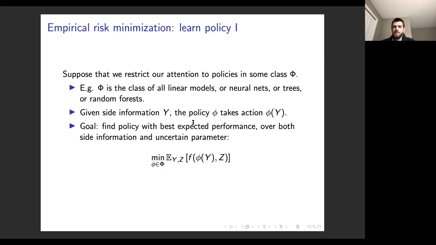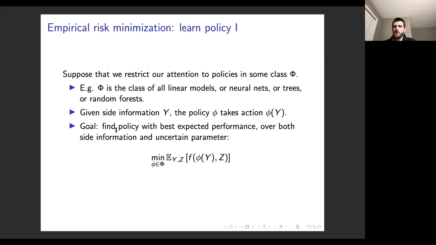This class of policies is usually something like you would use in a machine learning or regression model, like linear models or neural nets or trees or random forests. So basically what we're saying is we're only going to look at policies that are, say, built from random forests. And just to recall, given your side information y, if you have a policy phi, it is going to take the action phi of y.